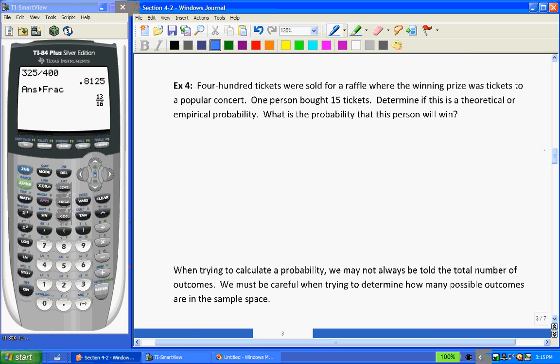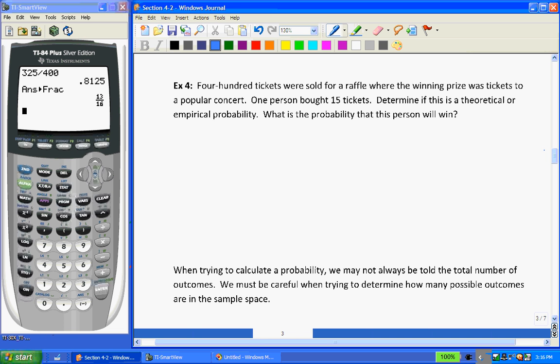Example 4. 400 tickets were sold for a raffle where the winning prize was tickets to a popular concert. One person bought 15 tickets. Determine if this is a theoretical or empirical probability. What is the probability that this person will win?